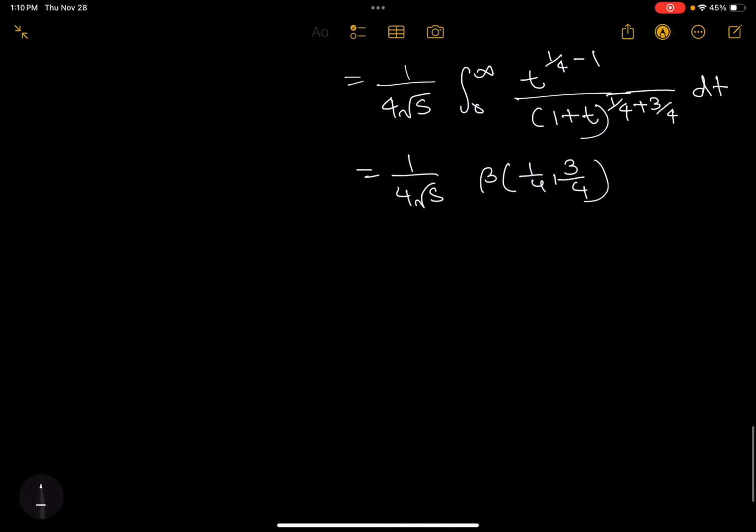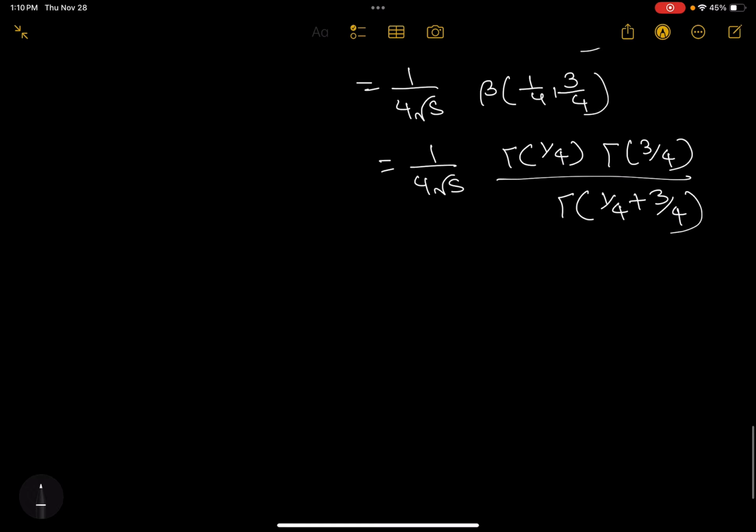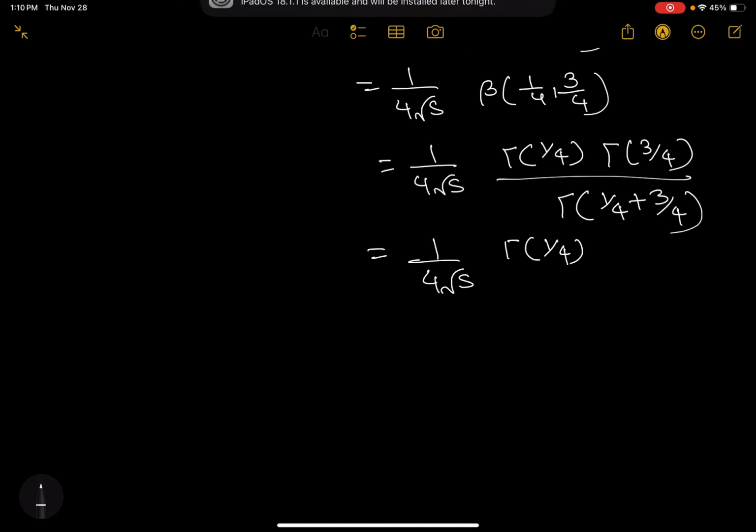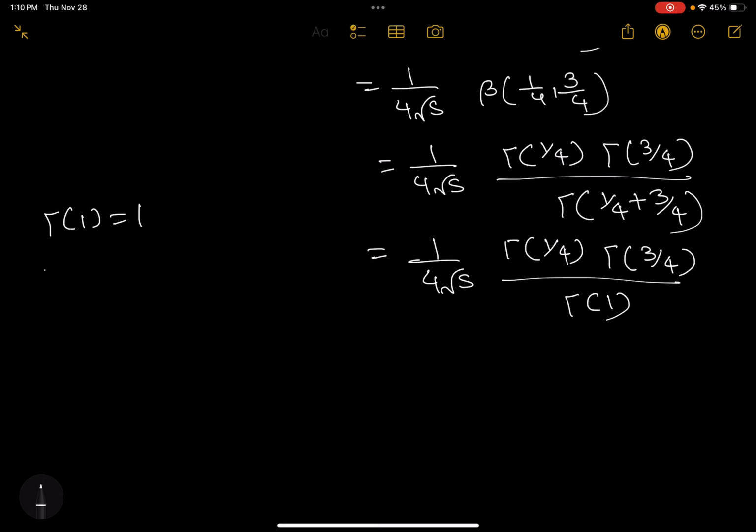Now beta of 1 by 4 comma 3 by 4 is defined as gamma of 1 by 4 times gamma of 3 by 4 divided by gamma of 1 by 4 plus 3 by 4, right? Now gamma of 1 by 4 plus 3 by 4 is just gamma of 1, and we know that gamma of 1 is just 1. For the numerator, we will use the formula that gamma of 1 by n times gamma of 1 minus 1 by n is pi by sine of pi by n, which is the reflection formula of the gamma function.